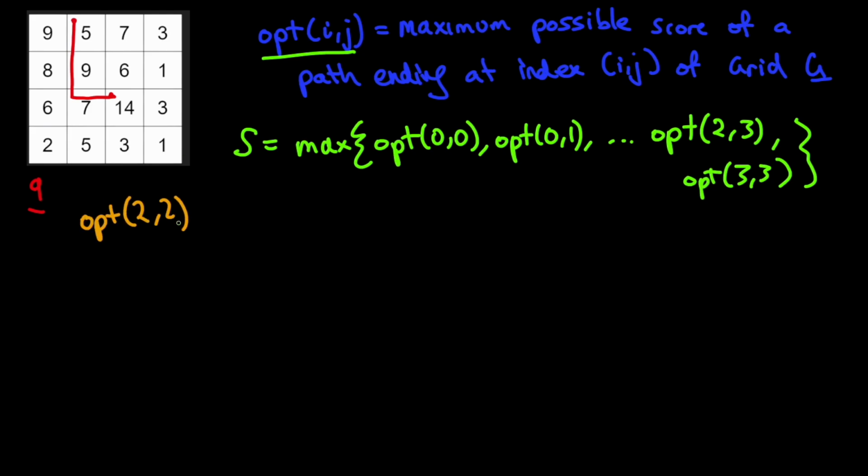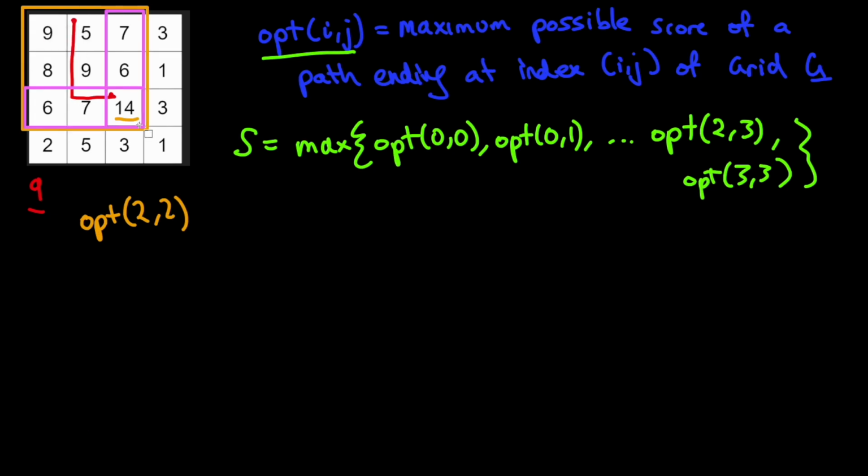So the maximum possible score of a path ending at grid index 2, 2, which is the one with the cell value 14. And what can we say about such a path? Well, we know the path must have started somewhere above and or to the left of this grid index. And now let's consider which of the neighboring squares we could have been at prior to arriving at grid index 22. These are any of the cells to the left or above grid index 22.